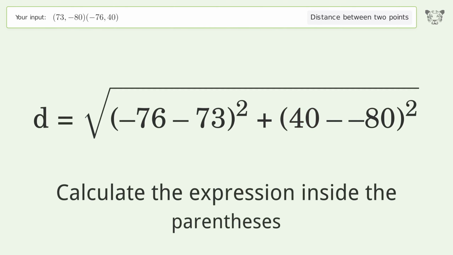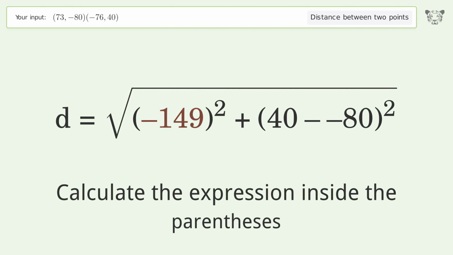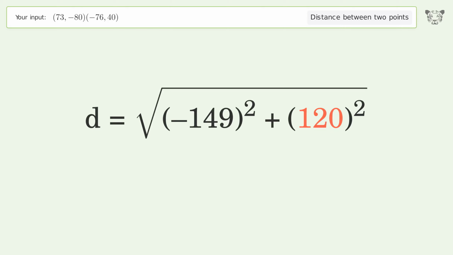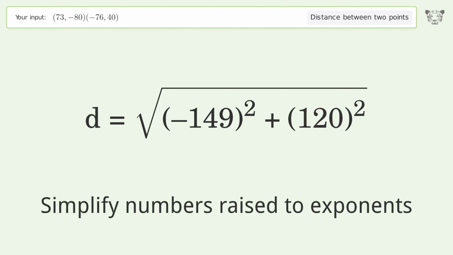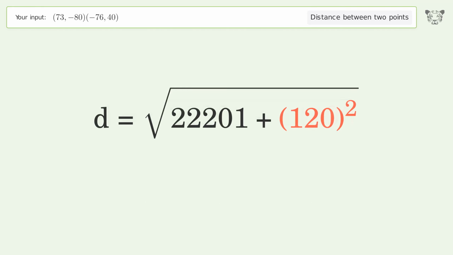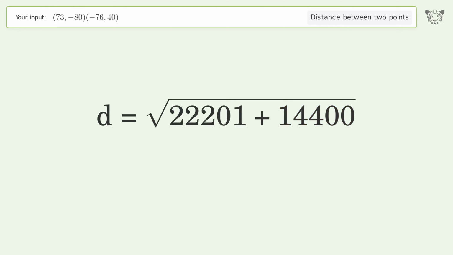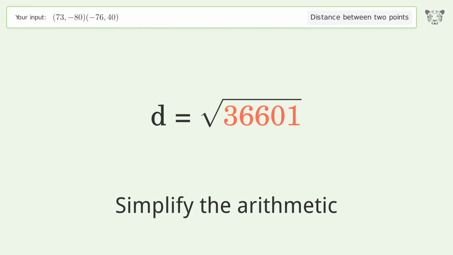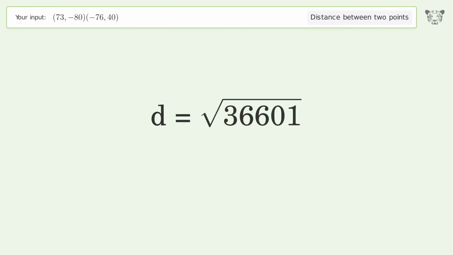Calculate the expression inside the parentheses. Simplify numbers raised to exponents. Simplify the arithmetic. And so the distance between the 2 points is the square root of 36,601 or 191.314.